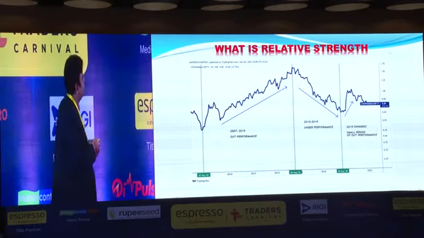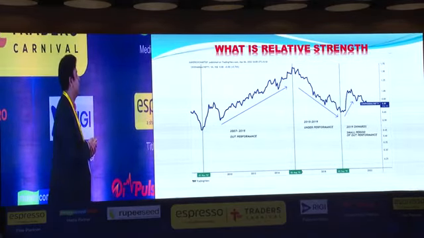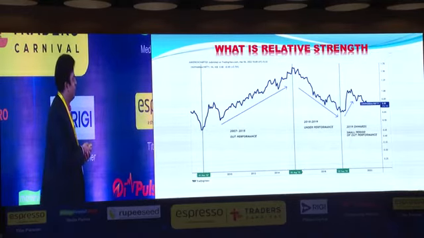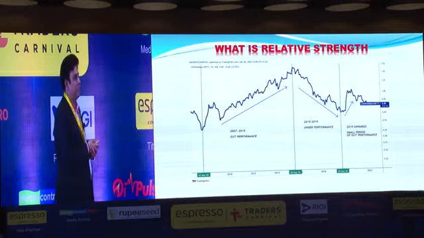This is a chart of Nifty Pharma, again monthly chart. You can see Pharma divided by Nifty. 2007 to 2015, Pharma stocks were outperforming. 2015 to 2019, they were underperforming. And 2019 onwards, there was a brief period of outperformance and they are once again sideways.